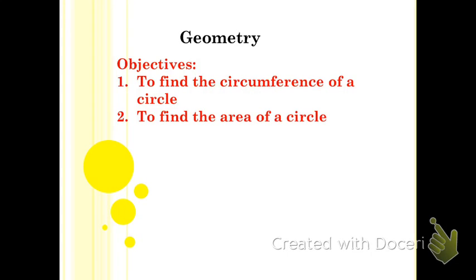Circumference and area of circles. The objectives in this lesson are 1. To find the circumference of a circle, and 2. To find the area of a circle.